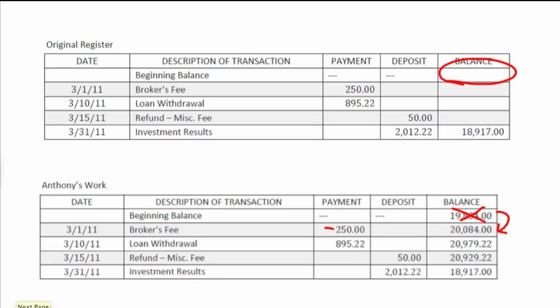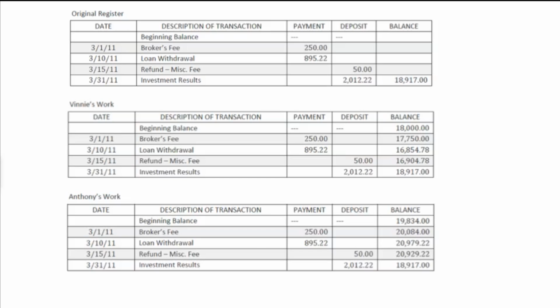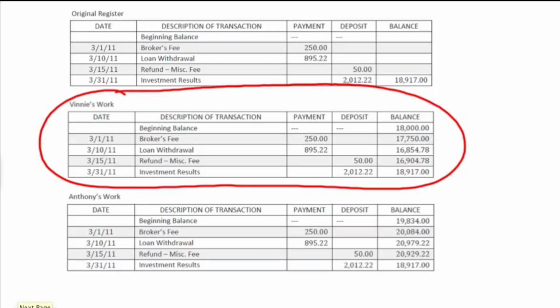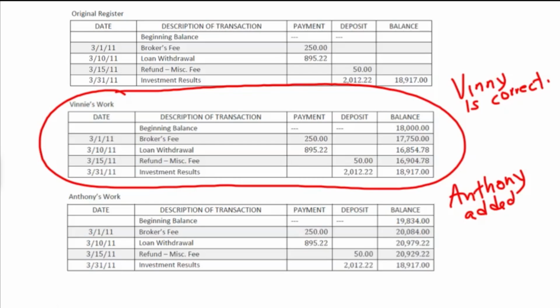So to answer the first part of the question, we can now say that Vinny is the one who is correct. The second part of the question asked us to find the mistake. So we have to find where Anthony's mistake was. And what we noticed is that the numbers, just in the first step, the payment, the balance should have went down. So instead, it looks as if Anthony actually added. So his error, Anthony added the payments instead of subtracting.